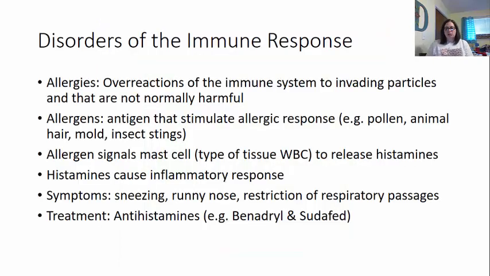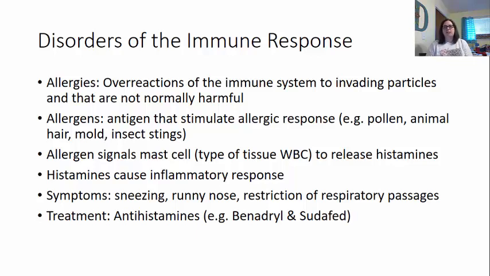Now, this brings us to looking at some potential disorders of the immune system, which are talked mostly about in chapter 19 in your textbook. One example of these are allergies. Allergies are overreactions of the immune system to invading particles that are not normally harmful. That peanut hasn't done really anything to you. That banana is not hurting you, but your immune system thinks that it's going to. So it's an overreaction. It's a hypersensitivity to something that's normally not harmful.